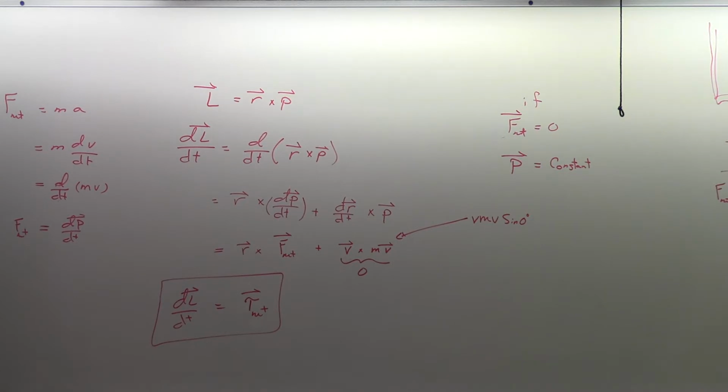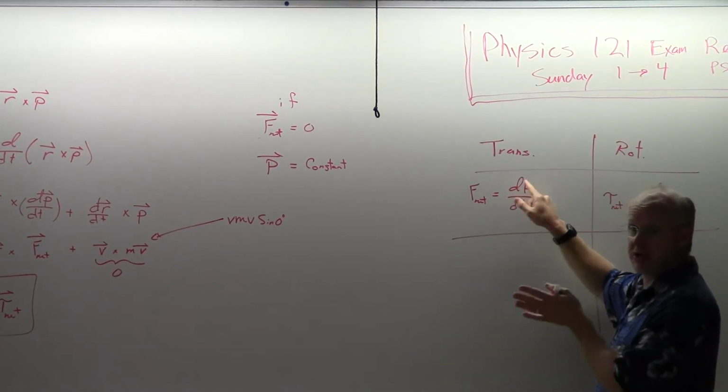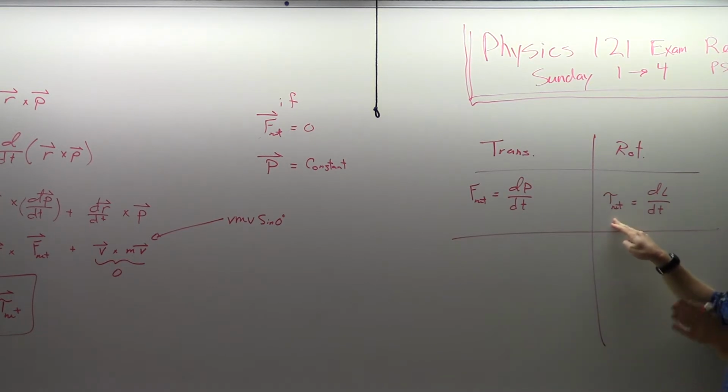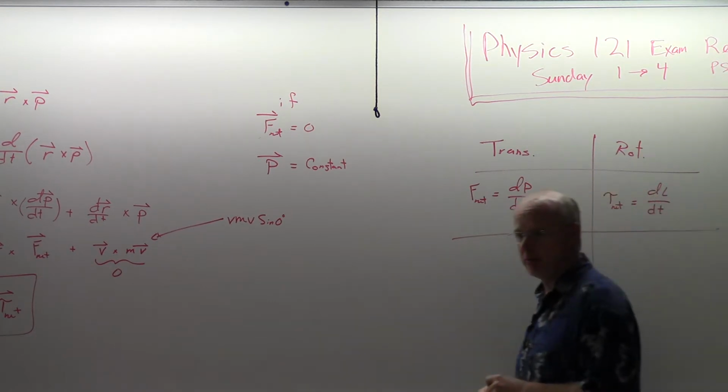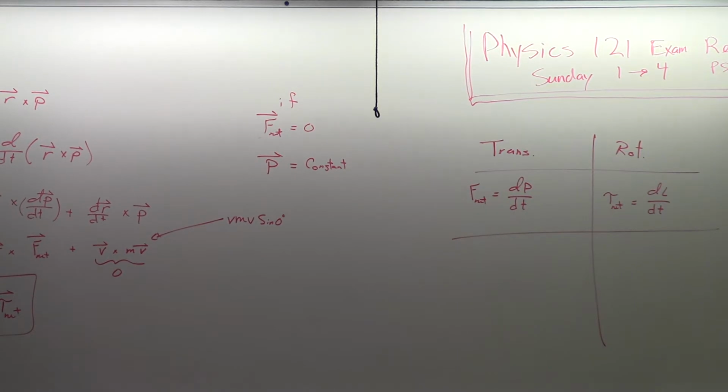Doesn't it say, just like for translational motion, the net torque is equal to the derivative of the angular momentum. So, derivative with respect to time of the linear momentum is the net force, or put another way, net force, if there is one, changes the linear momentum. Same thing here. Net torque, if there is a net torque, it would change the angular momentum. If there's not a net torque, it wouldn't change the angular momentum.